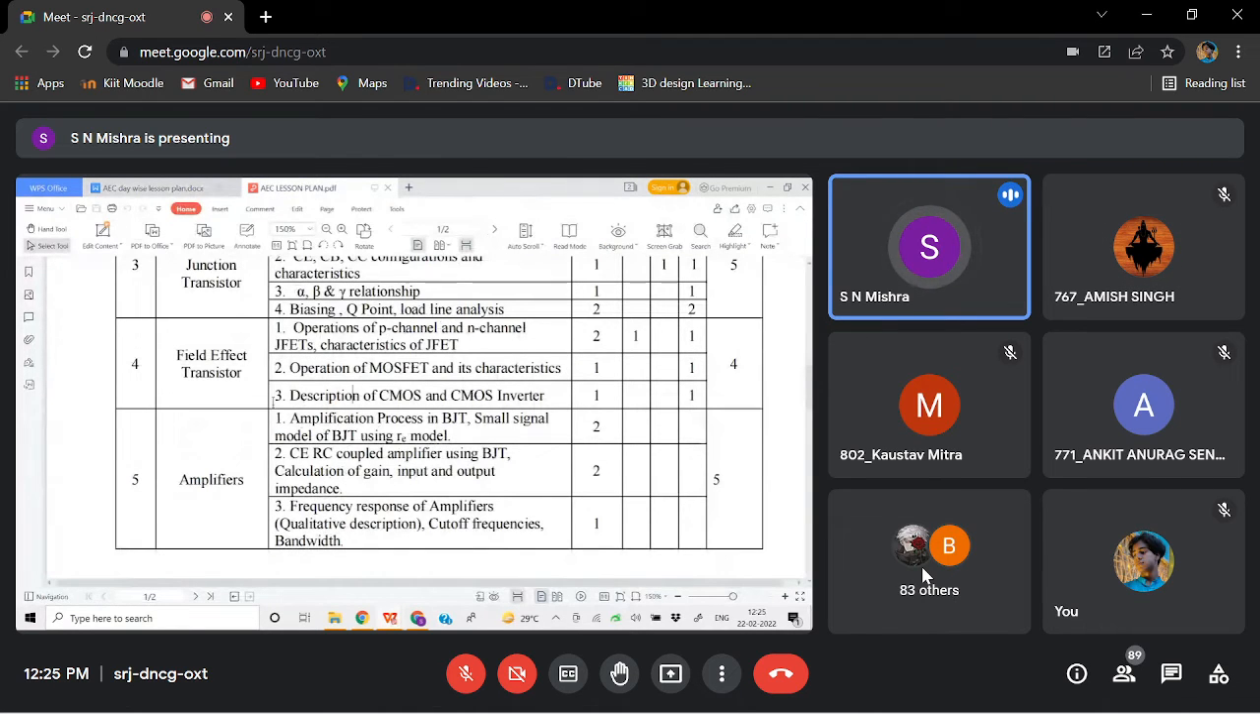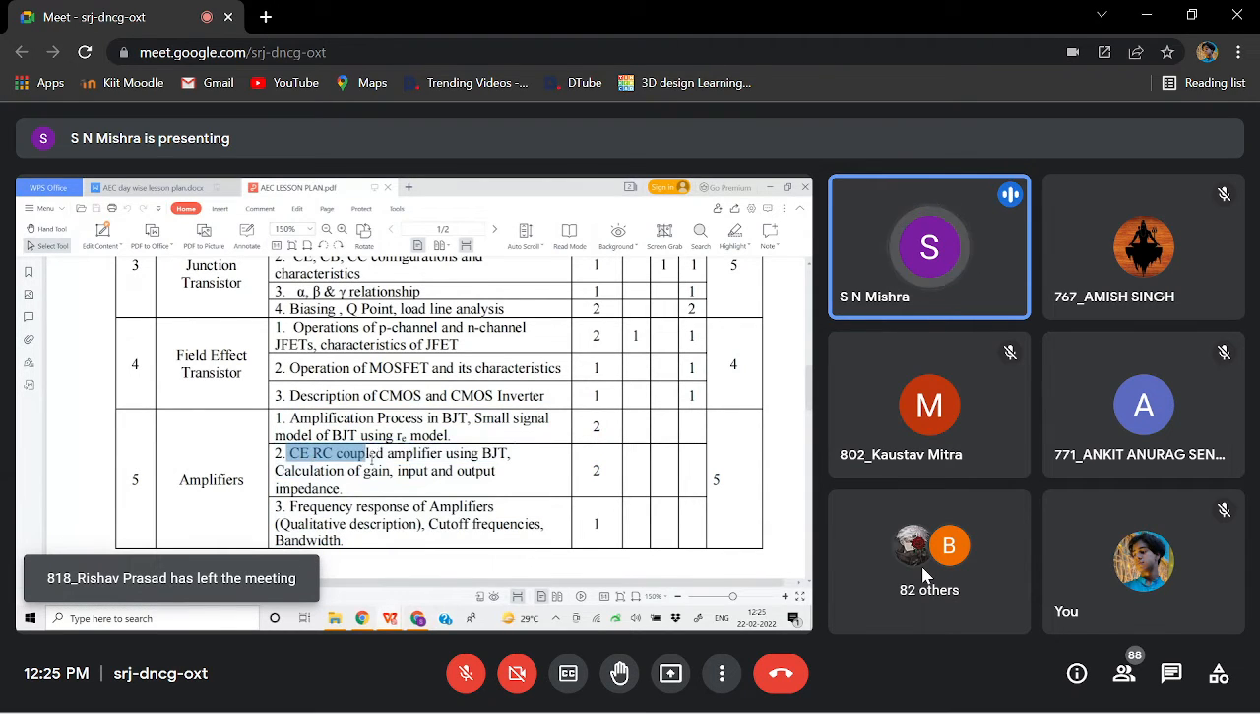Now again we'll go to amplifiers. Like I told you, the diode equivalent circuit, here the BJT equivalent circuit also we will study. That means when you design any amplifier, what components are present and how you can analyze the amplifier, how you can replace the transistor with a resistor and a voltage source. That is the re model.